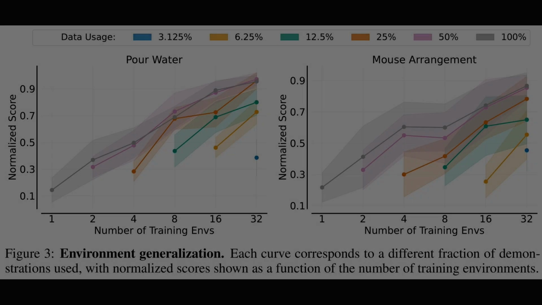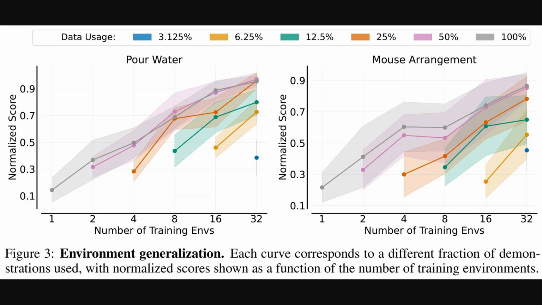Okay, building on those tasks, these next 2 graphs illustrate environment generalization, which is the robot's ability to perform well in new, unseen settings. We're looking at the pour water and mouse arrangement tasks again. The vertical axis shows a normalized score. That's a performance rating from 0 to 1, while the horizontal axis shows the number of different training environments. Performance generally improves with more environments, following an approximate power law relationship. A power law relationship means that performance increases steadily as you add more, though the improvement might get smaller with each addition. Crucially, the diversity of these environments often matters more than just piling on more demonstrations within the same few.